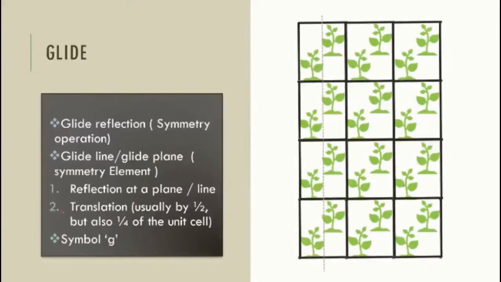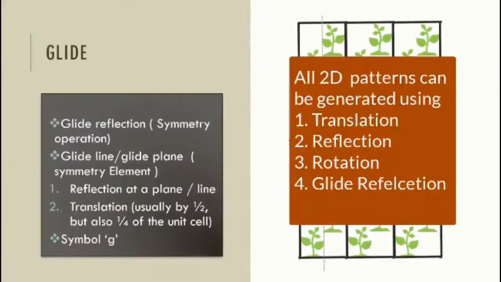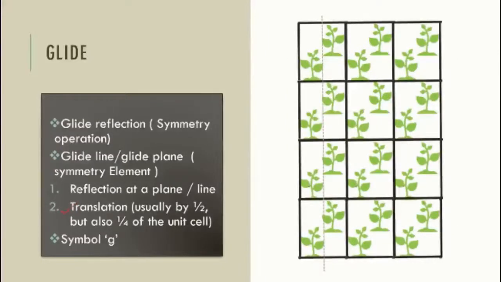Graphically, a glide plane is shown by dotted line or dashed line. Its character symbol is G. We can generate all imaginable patterns in 2D using only 4 symmetry operations, namely translation, reflection, rotation and glide reflection. Also, packing of motifs will be much improved by use of this glide operation.